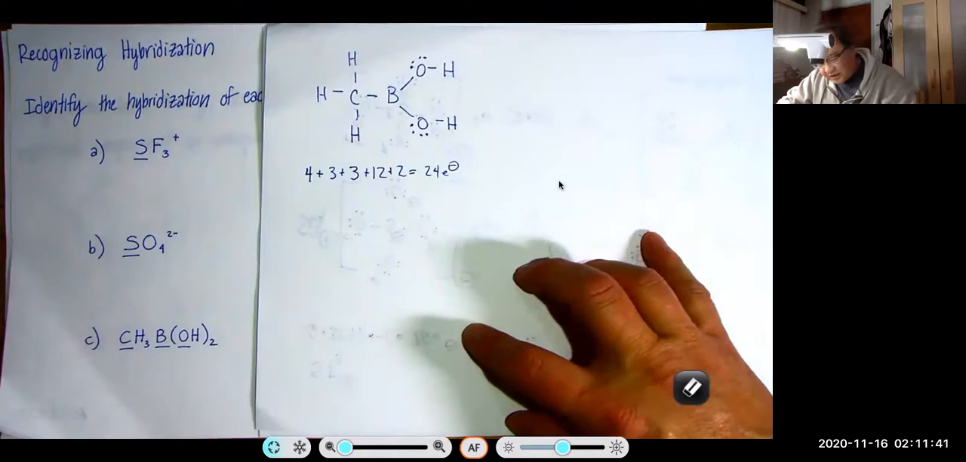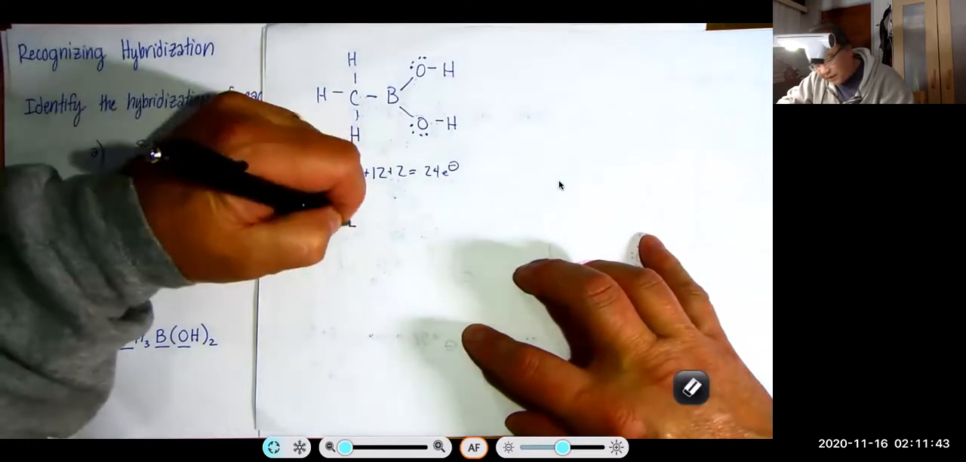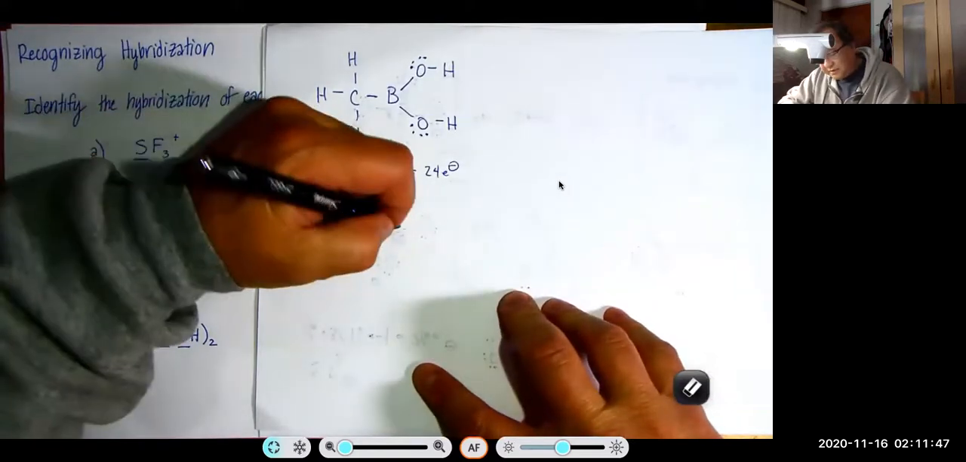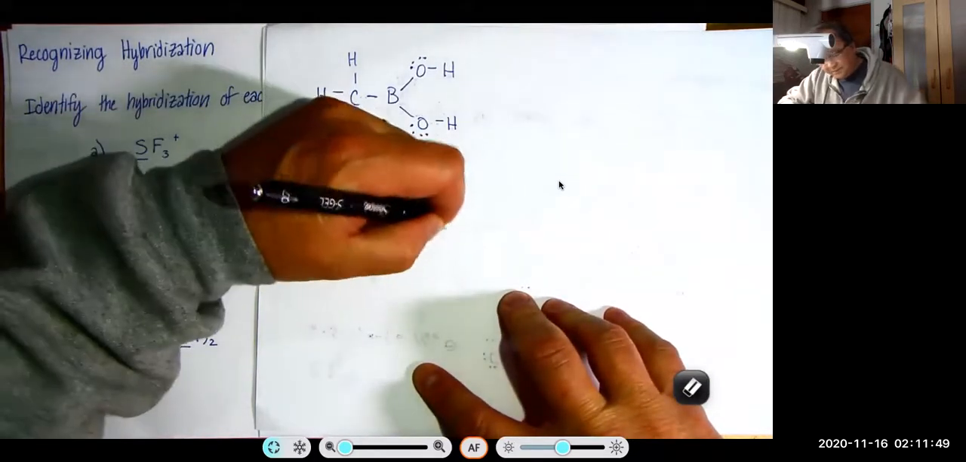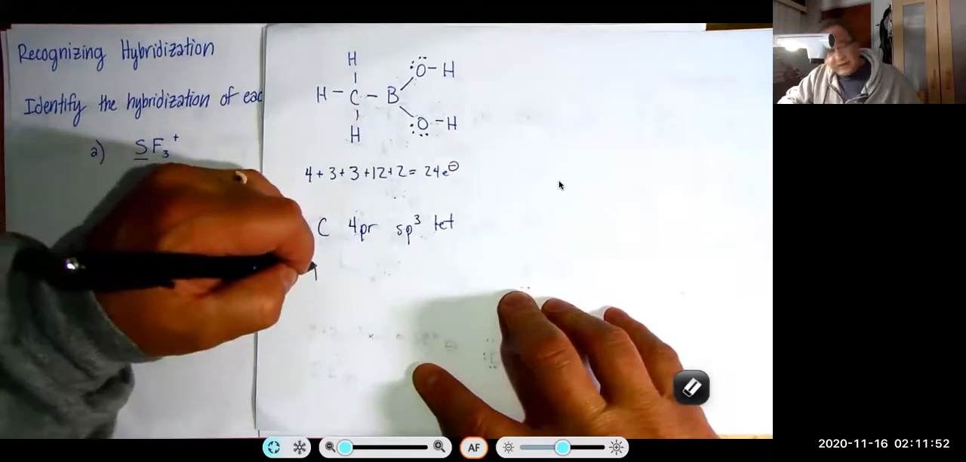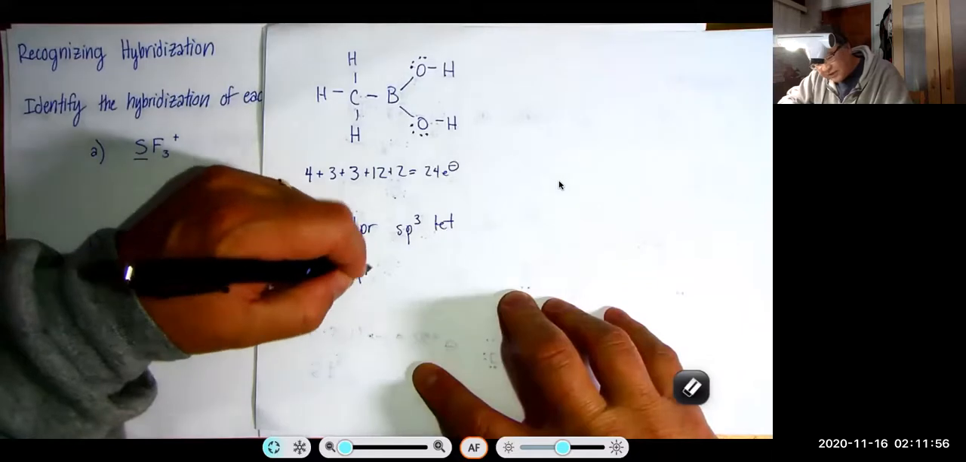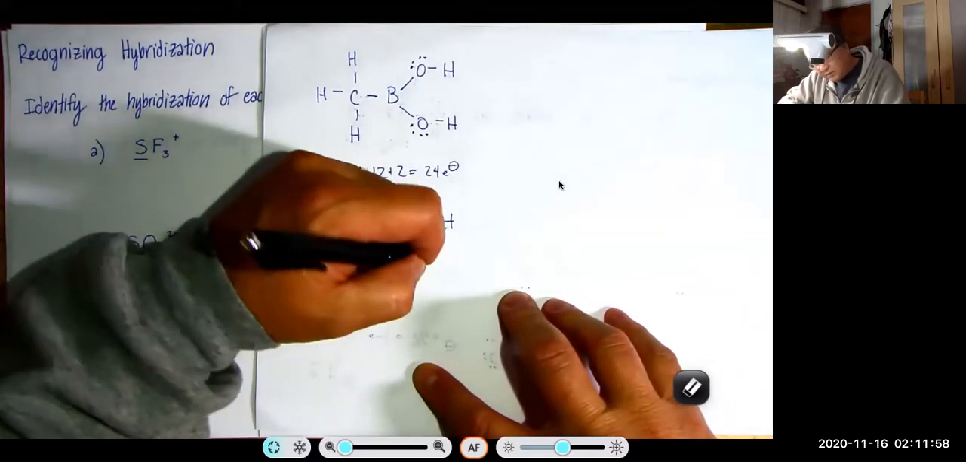So let's look at the carbon. The carbon has 4 pair. So what's the hybridization? sp3, and it's going to be tetrahedral. What about the boron? How many pair? 3 pair. So it's going to be sp2 hybrid, and it's going to be trigonal planar.